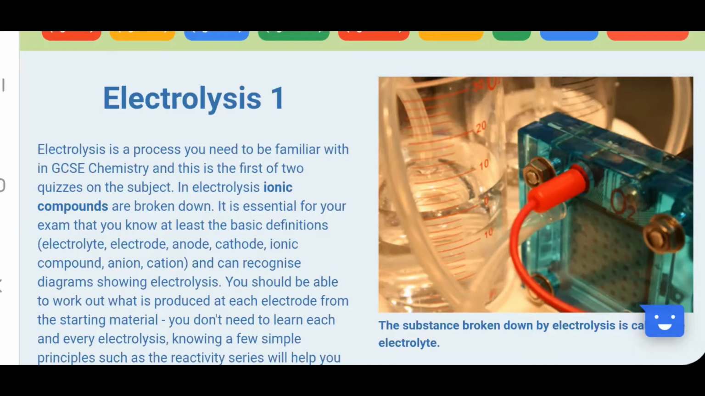Then you have your cation. And note carefully that your cations are your positive charges, like your hydrogen ion, your sodium ion, your potassium ion, your rubidium ion, your cesium ion, your zinc, your lead, your silver, your copper, your gold, and all these things.